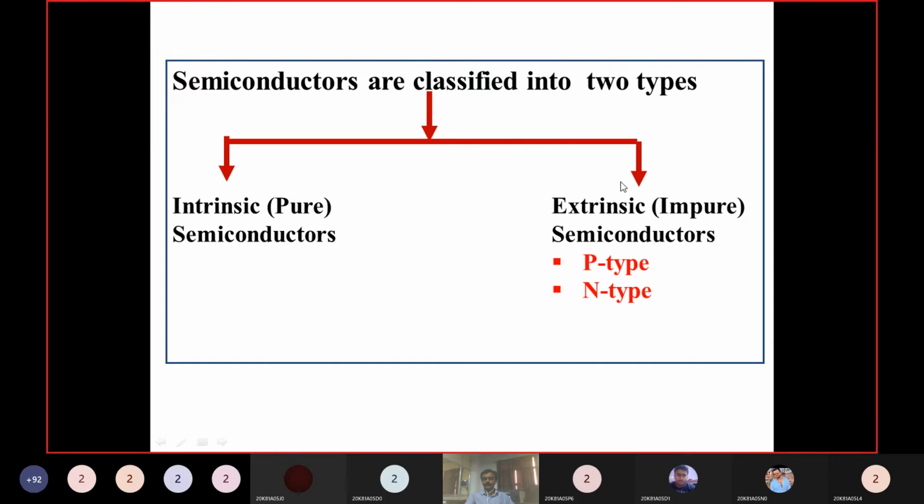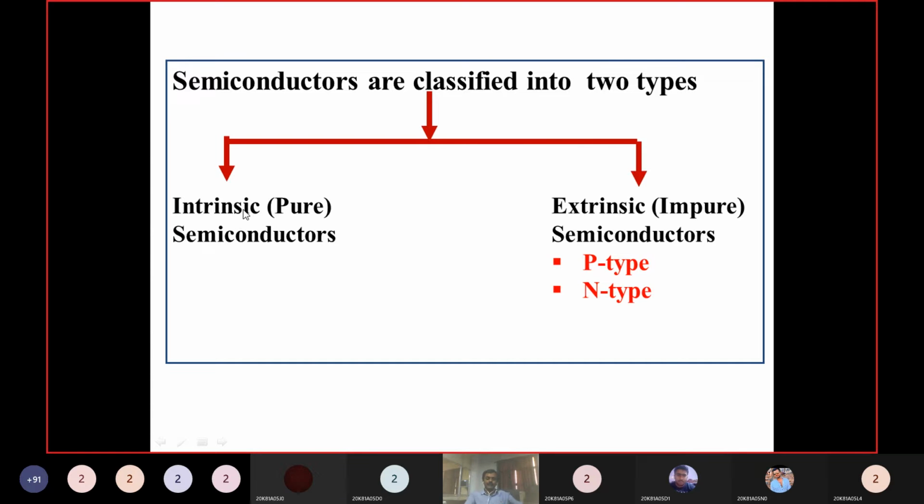Again, extrinsic semiconductors are divided into two categories, depending on their doping element. One is the p-type semiconductor, and another is the n-type semiconductor. We will discuss p-type and n-type later. First of all, we will go through the intrinsic, or pure, semiconductor.